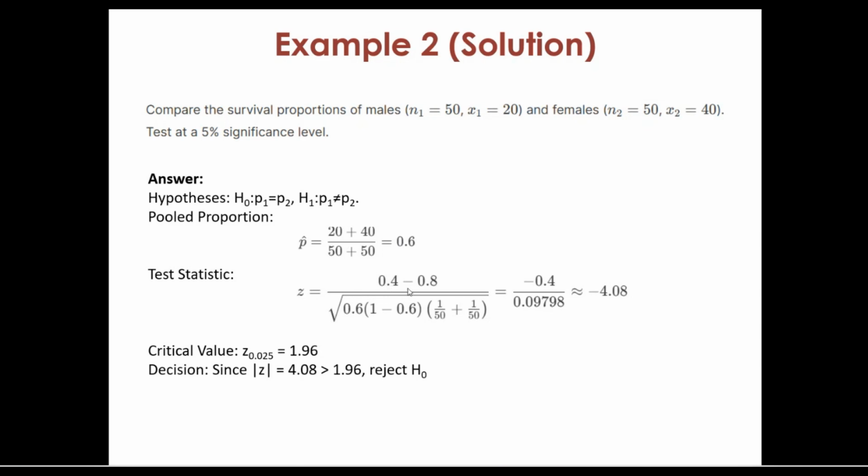And then 0.4 and 0.8. The 0.4 is from the male sample proportion, 0.8 is from the female sample proportion. And then 0.6 is calculated from the pooled proportion. And then 50 and 50 are the total numbers of the male sample and the female sample. So if you do the math, you get negative 4.08. But we are not interested in the negative value, so eventually we take the absolute value of it.